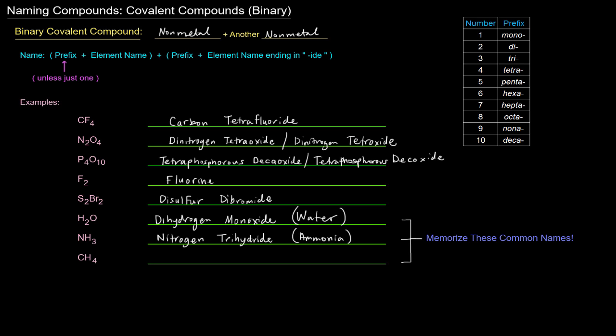CH4, so 1 C, so that'll just be carbon, no prefix. Carbon, and then 4 hydrogens would be tetrahydride. But that one also has a common name, methane. And it's actually a hydrocarbon, which we're going to learn a little bit more about how to name hydrocarbons in the next video, specifically the alkanes. But I do mention here that you should memorize the common names of those 3 because they come up so often that it would just be a shame not to know them.